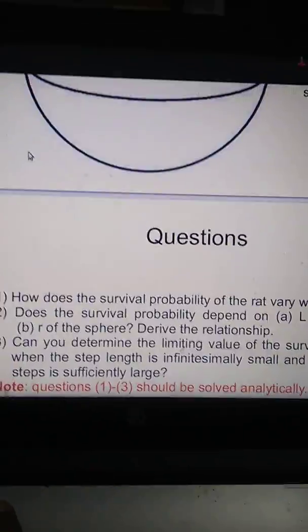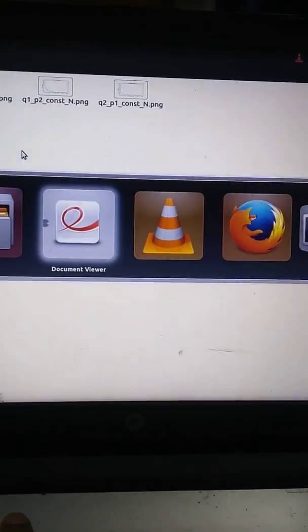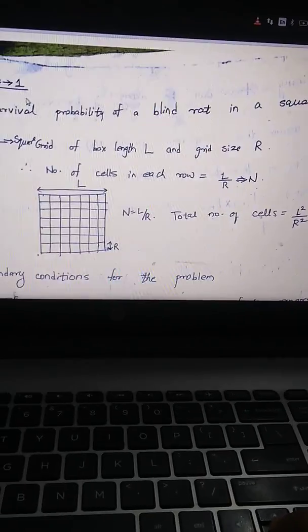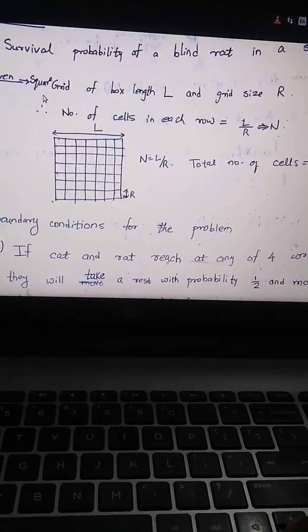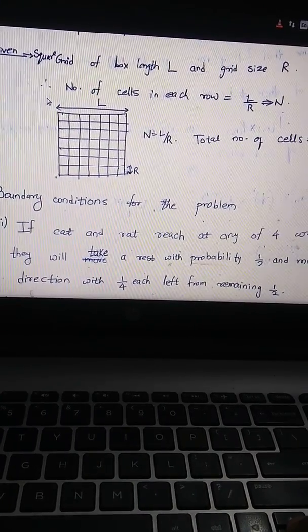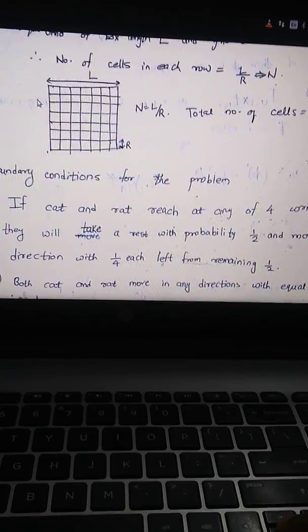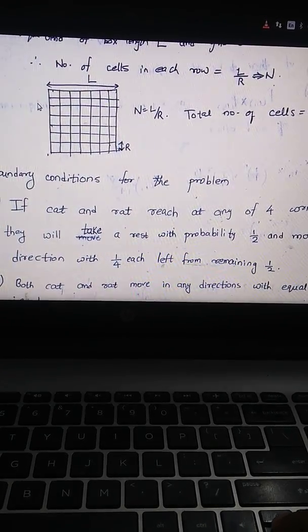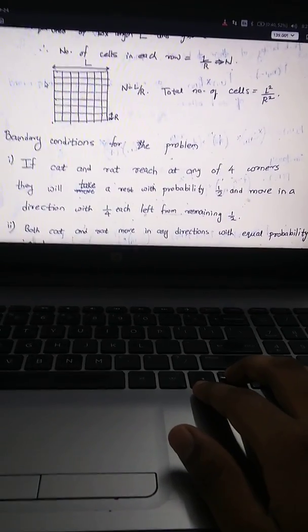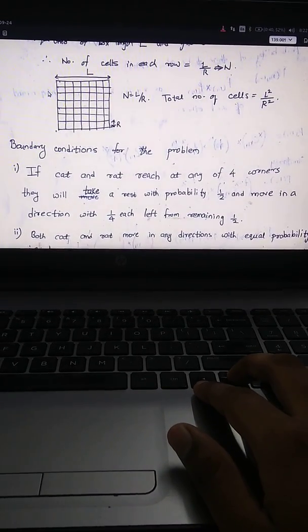So first we'll hop on to the first question and first answer. Part 1 is the survival probability of a blind rat on a square lattice. I have already told the initial conditions, so I'll just note down the boundary conditions of the problem. The first boundary condition is that if the cat and the rat reach any of the four corners, they will rest with probability 1/2 and move in a direction with 1/4 from the remaining 1/2.